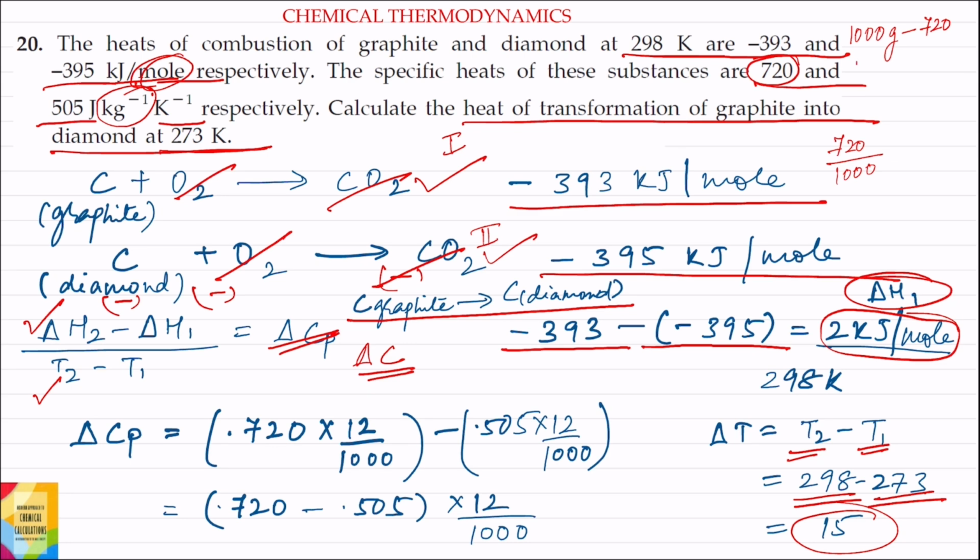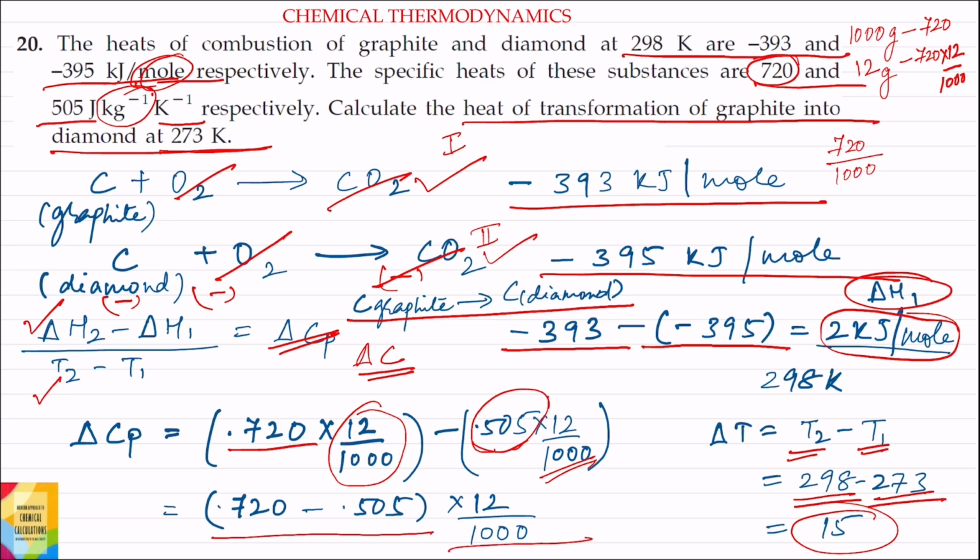So specific heat of 12 gram of graphite, 12 gram being the molar mass of graphite, will be equal to 720 into 12 by 1000. So multiplying 720 by 12 by 1000, we get the specific heat of 1 mole of graphite. Similarly, the specific heat of diamond in kilojoules will be 0.505 kilojoules, and multiplying it by 12 divided by 1000 will give the specific heat of 1 mole of diamond. This will be the value of delta C.